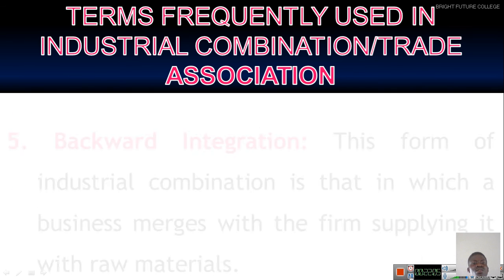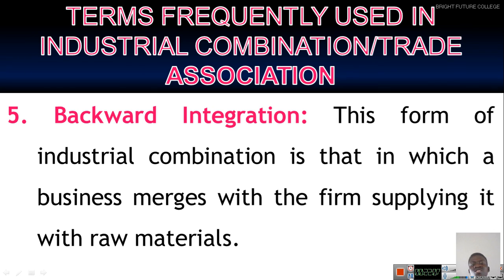You also have backward integration. This is when a firm merges with another firm that supplies it with raw materials. That's a backward integration. Just as it is, you are moving backwards to get the raw materials. It's another term that is frequently used whenever we are discussing industrial combination.